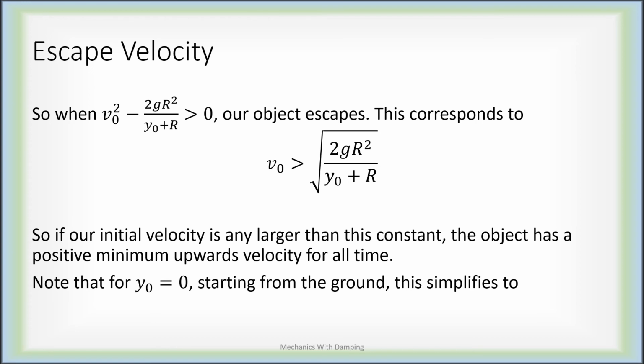Now, suppose you start at a height of 0. If y naught is 0, this simplifies a bit further, to just v naught must be larger than the square root of 2g r. If I replace y naught with 0, I can cancel this r with one of those. So if you're starting from the surface of the Earth, and the Earth has radius r, and the gravitational pull is given by g here, if your initial velocity is at least this large, you're going to escape Earth and go off forever.